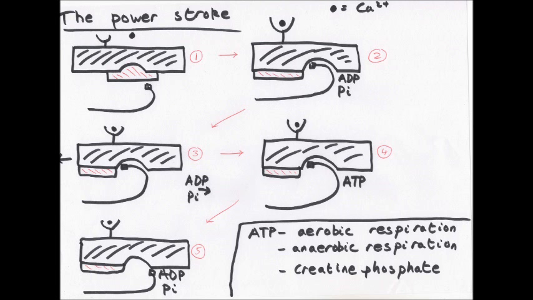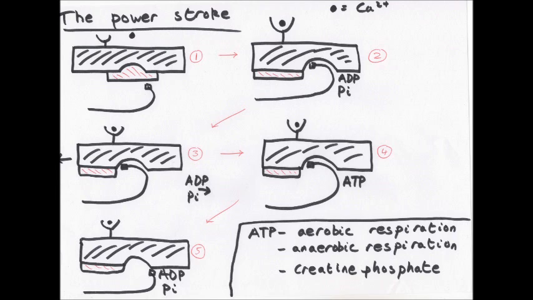Now we're going to look at the power stroke. This is actually how we get a muscle to contract. And there are 5 stages to look at. The shaded rectangle is the actin. The curved bit blocking, which I've done in red, is the tropomyosin, and the little curvy Y on top is the troponin. As you can see, the black circle is a calcium ion.